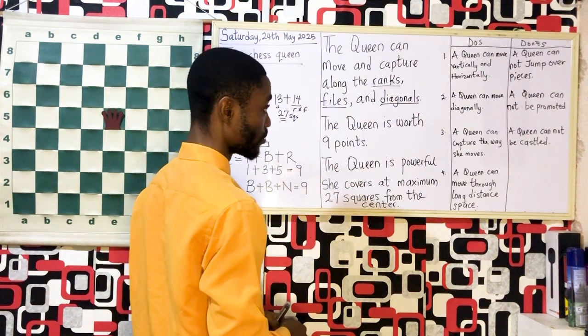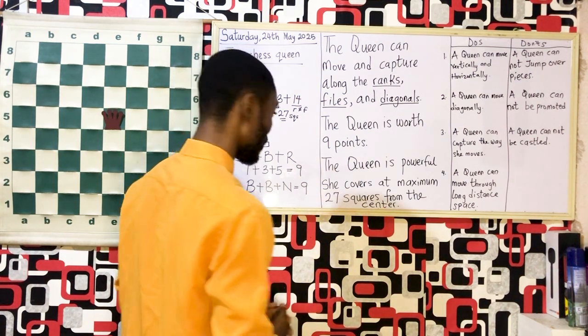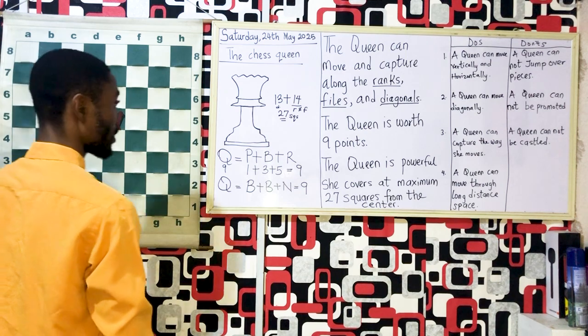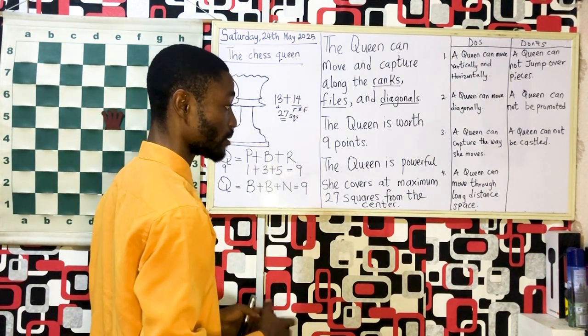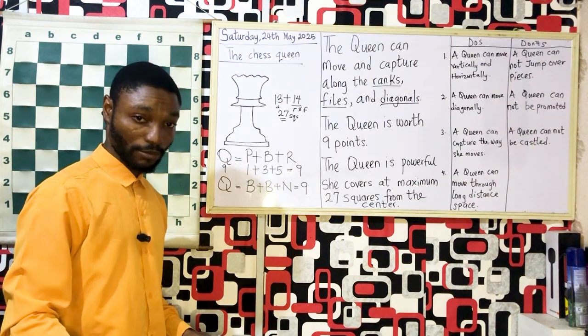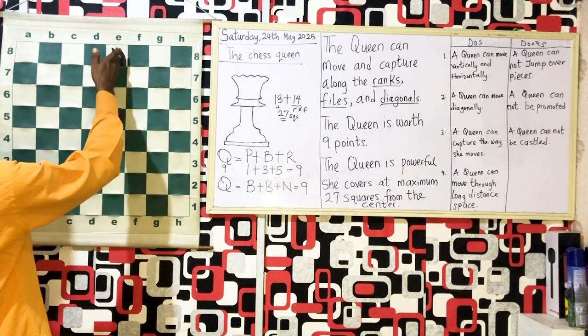Do's and don'ts. A queen can move vertically and horizontally. We have seen that. A queen can move diagonally. A queen can capture the way she moves. So let me illustrate capture. The queen can capture along the file she moves.